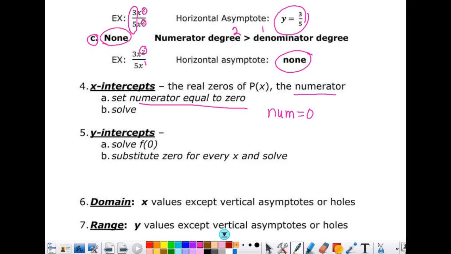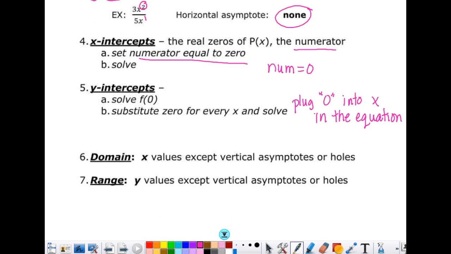The y-intercepts, you plug 0 into every x in the equation. And that'll give you the y-intercept. In other words, where the graph is crossing the y-axis, where the graph is crossing the x-axis up here.